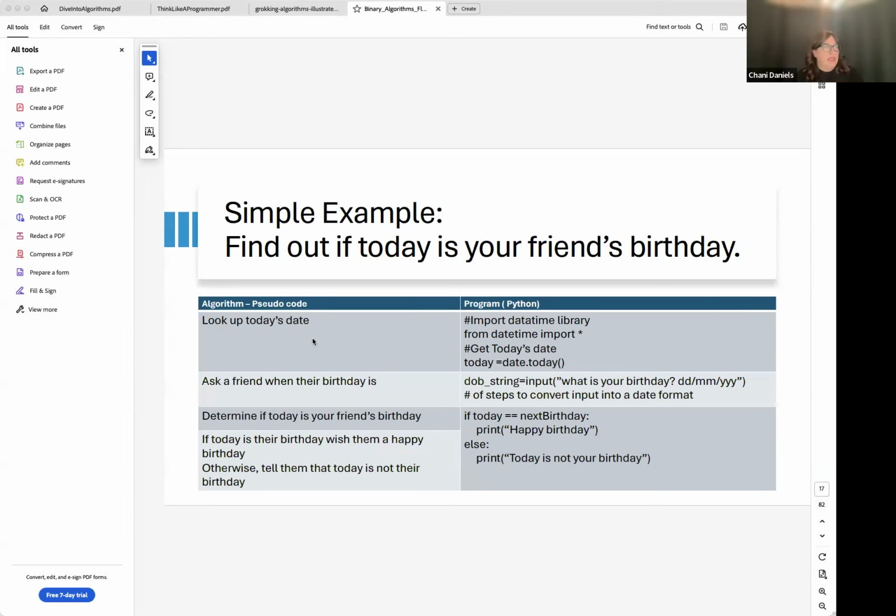So this is what it would look like as pseudocode. I'm showing you what it would look like as a Python program, but don't worry about what it's actually going to look like yet. And then you can ask your friend, when is your birthday? And then for pseudocode's purposes, you just want to say you determine if today is your friend's birthday, meaning is today's date, never mind the year, month and day, the same as your friend's birthday. And if today is their birthday, then you can wish them a happy birthday. Otherwise, you tell them today is not their birthday, right?